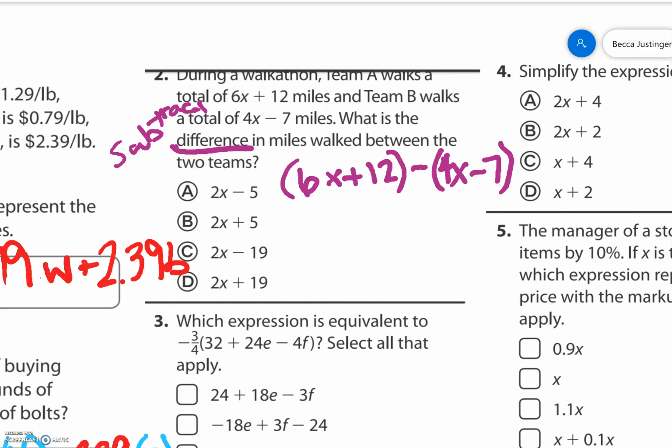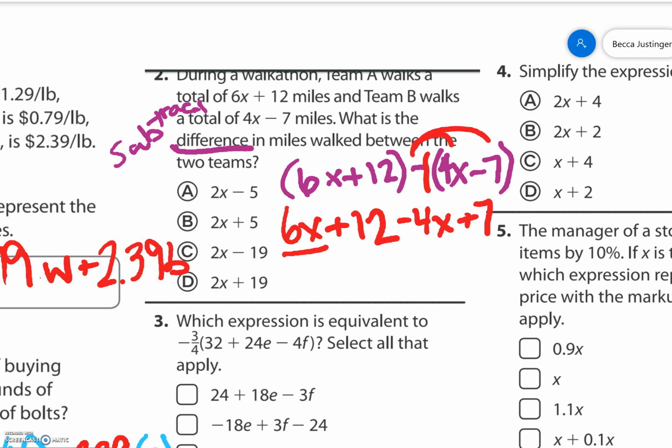Okay, remember we put the 1 in, distribute the -1 in. So we're going to rewrite it: 6x plus 12, -1 times 4x is -4x, -1 times -7 is +7. Combine like terms. 6x minus 4x is 2x, and 12 plus 7 is 19. So D.